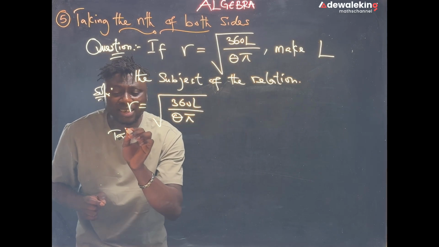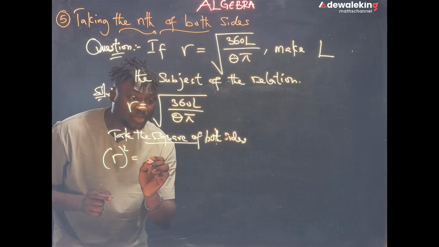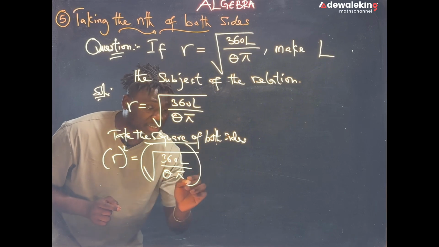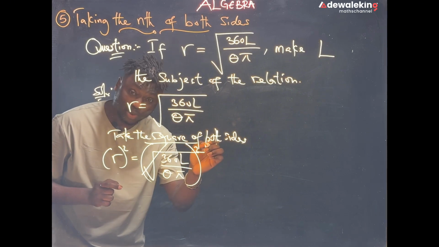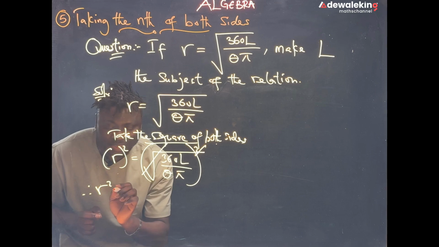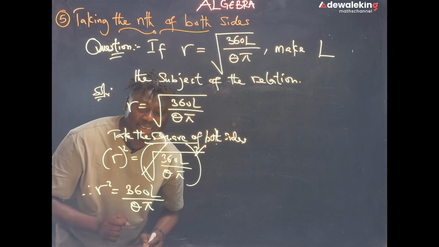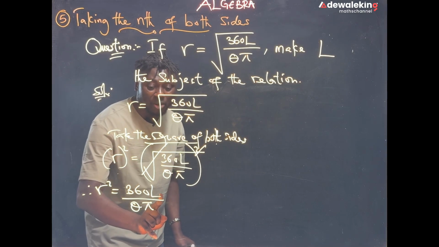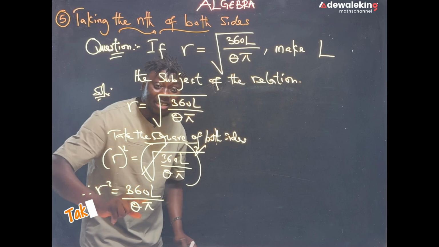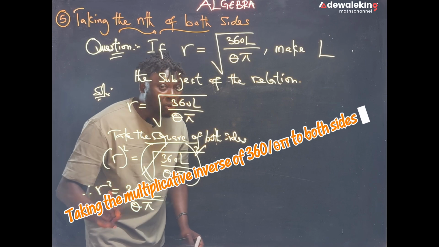So we say take the square of both sides, then you underline. So you say r squared, then the square root of 360 L over theta pi, you take the square as well. So we cancel this. So that is eliminated. So we have r squared equal to 360 L over theta pi. To make L the subject of the formula, we can eliminate 360 over theta pi by taking the multiplicative inverse of this 360 over theta pi to both sides.